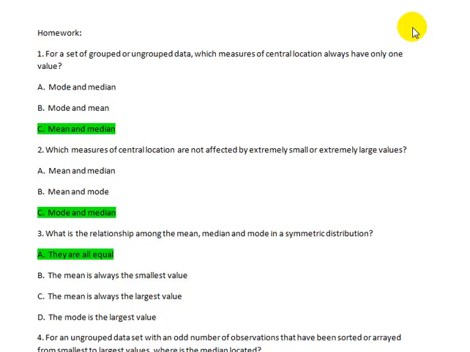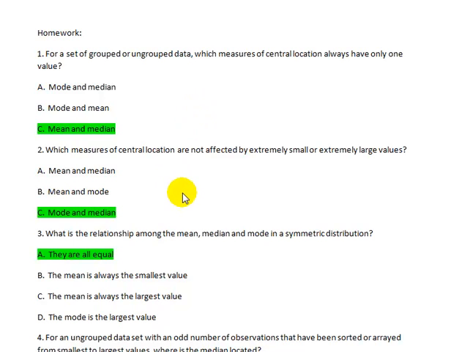Okay, homework for week 3. Number 1: for a set of grouped or ungrouped data, which measures of central location always have only one value? The answer is the same: mean and median. And mode, for a group of data, there could be several modes.